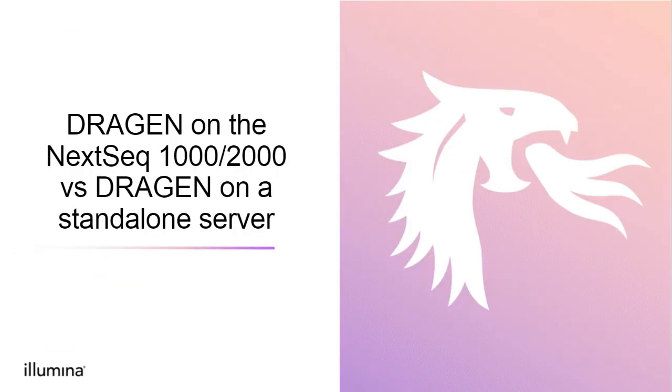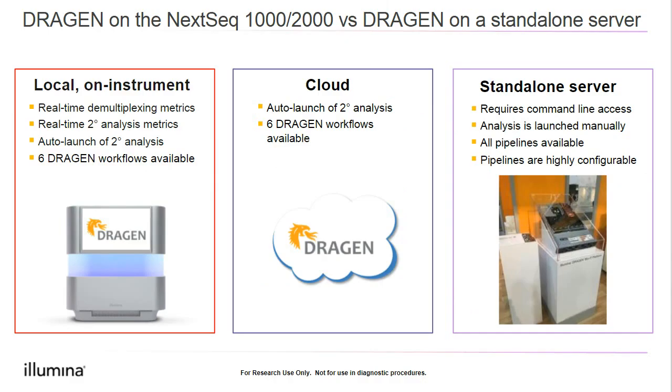Now that we are aware of the different run setup modes, I want to briefly talk about DRAGEN analysis on the NextSeq 2K versus DRAGEN on a standalone server. When analysis is occurring locally on the instrument or onboard the NextSeq 2K, DRAGEN demultiplexing will start after the index cycle base calls have completed sequencing. Preliminary alignment of read1 sample data to the reference genome will then start after the demultiplexing completes. This means that the analysis will start before the run fully completes on the instrument.